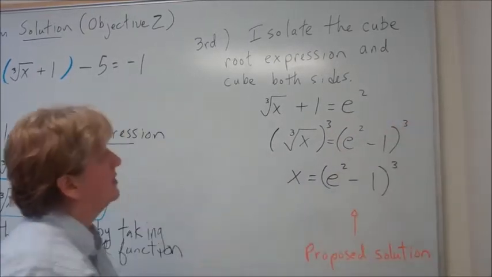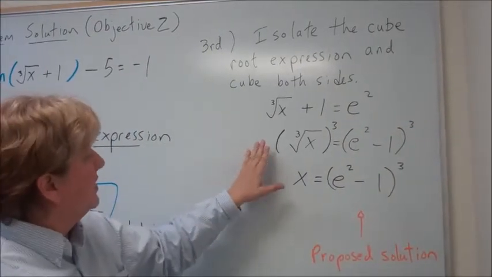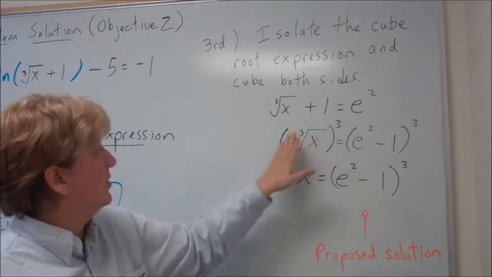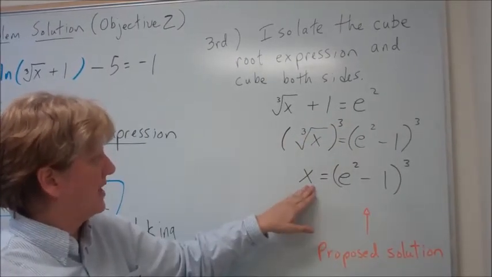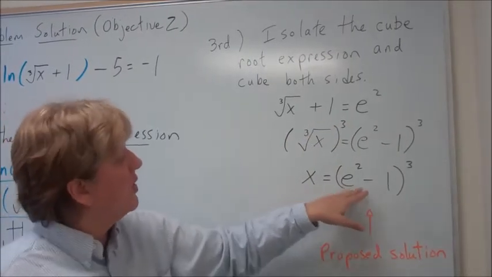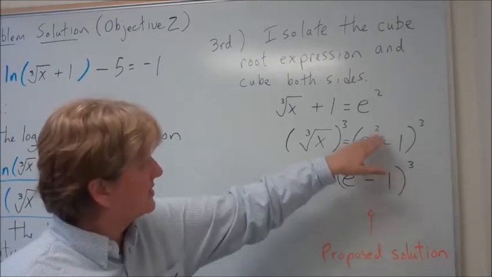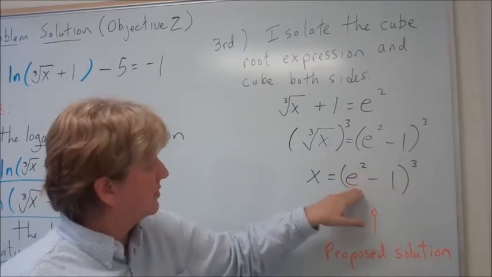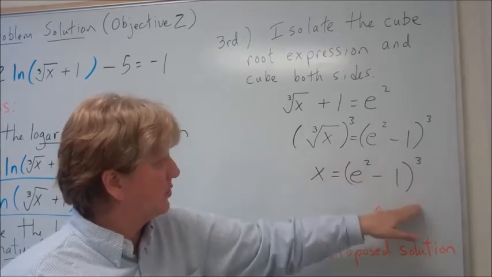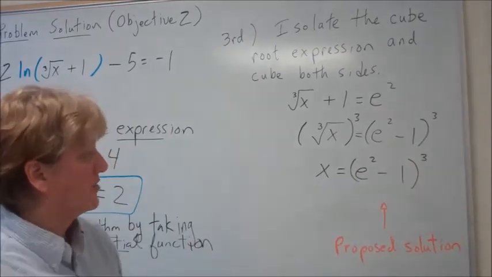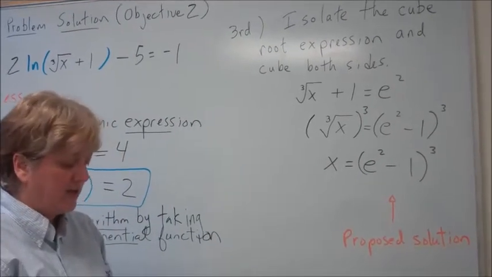Cube both sides. On the left-hand side, the cube and cube root eliminate. We're left with the argument x equals the entire right-hand side, cubed. So e squared minus 1, in parentheses, cubed. That is our proposed solution. And as usual, we're going to need to do a domain check.